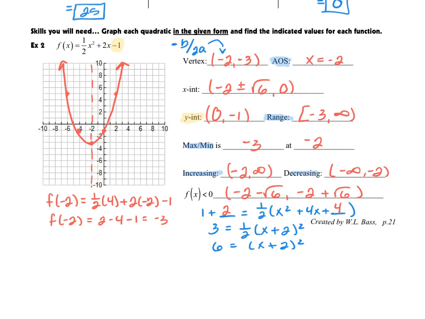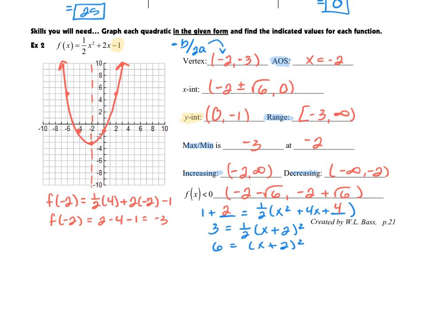Certainly you could use a method that you feel more comfortable with, but I would challenge you to keep trying to work on completing the square. I think it's going to help you. It's going to keep your numbers smaller in the long run. So I just stopped right here because at this point I can visualize the rest of the problem. Knowing I'm going to take the square root of each side, I'll have plus or minus the square root of 6, and I can move my 2 to the other side. Hence my answer up here for my x-intercepts.